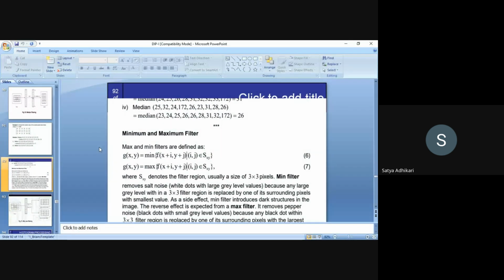Max and minimum filters are defined as follows: g(x,y) is calculated as the minimum of f(x+i, y+j), where (i,j) belongs to S_xy, that region. So the region is S_xy here, that is, the region you are interested in. Similarly, for the max filter, g(x,y) is the maximum of f(x+i, y+j), where S_xy denotes the filter region, usually a size of 3 cross 3 pixels. We take a 3 cross 3 pixel region, same like a mask.